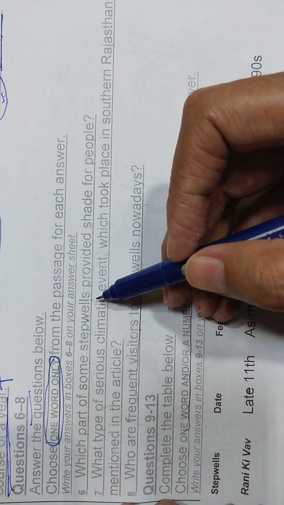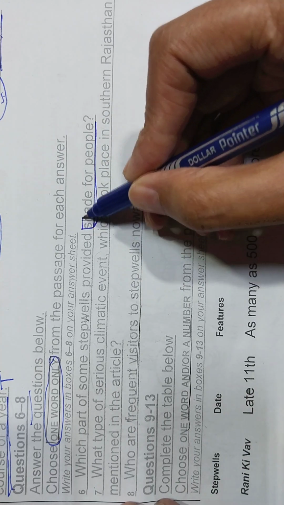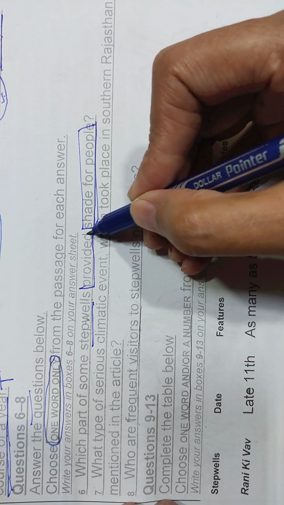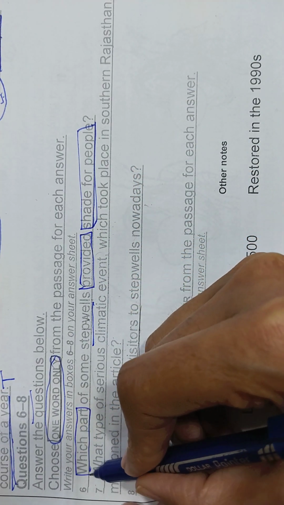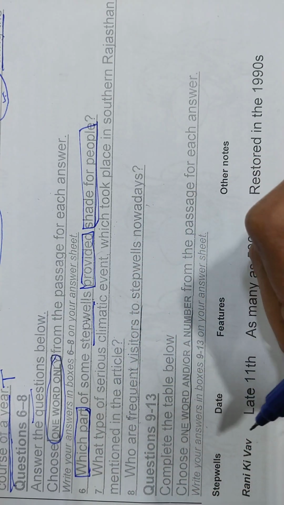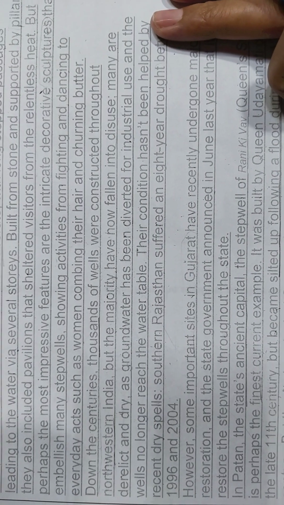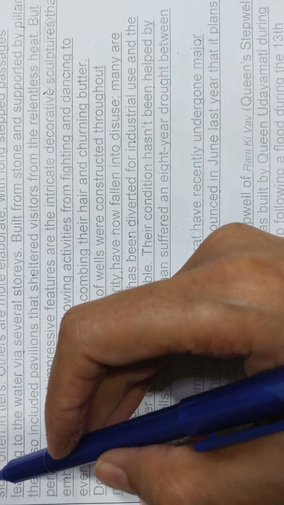Which part of some step wells provided shade for people? Shade for people. Step wells provided. Which part? So we are supposed to find out here a place. How much we were reading before, we didn't find anything providing shade for the people. So it means we are supposed to start our search next from here.